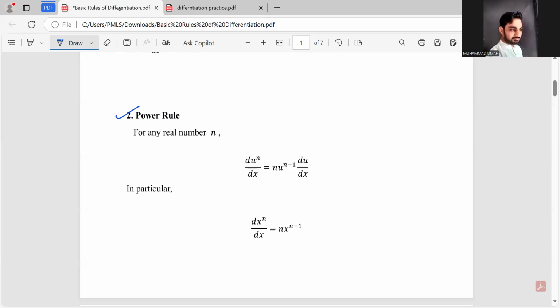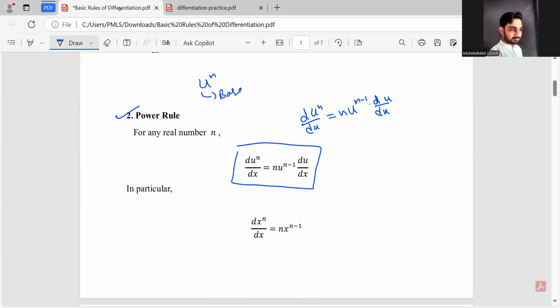The second rule is the power rule. This is a generalization of the power rule. It states that for any real number n, d by dx of u raised to power n will be equal to n times u raised to power n minus 1, times the derivative of the base. Keep in mind, if you have u raised to power n, this is your base and this is your power. So the rule states that the power will become the coefficient, decrease 1 in the power, and take the derivative of the base again.